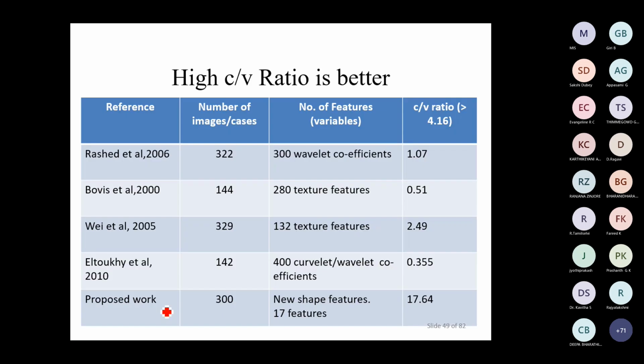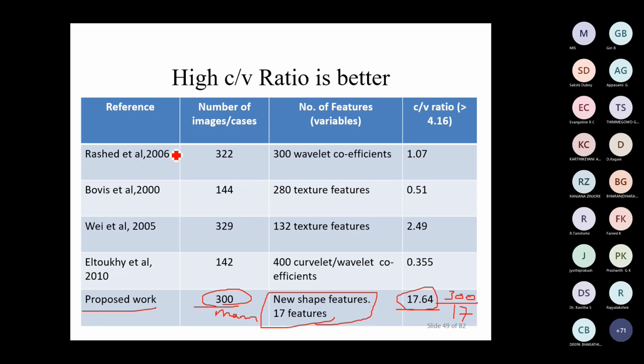In our proposed work, we used 300 mammogram, that is breast cancer, images. We extracted 17 features, using shape-based measures. If you see the CVB ratio, what we got is 17.64. So 300 by 17 gives you 17.64. For 300 mammogram images, we extracted 17 features for each image, so we got a CVB ratio of 17.64.